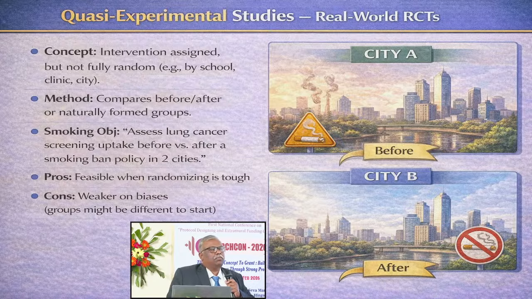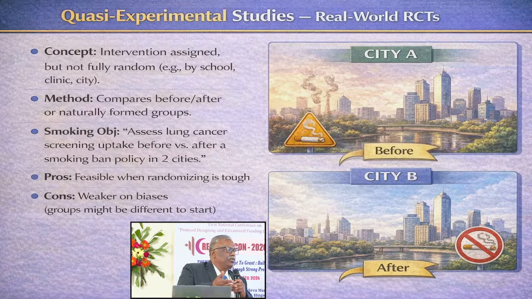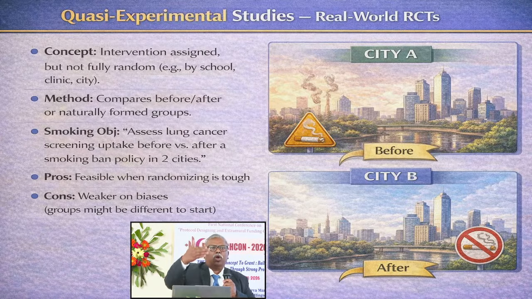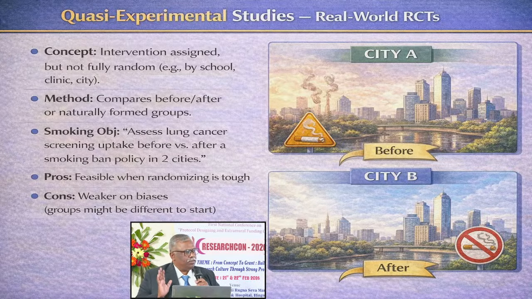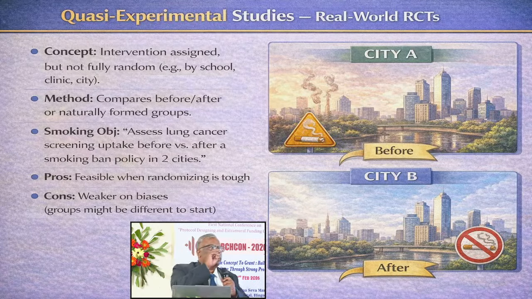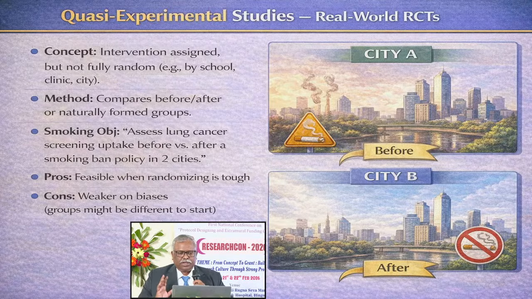Like this: before giving the new antihypertensive drug, what was the BP of that particular individual, and after giving the antihypertensive drug, is there a drop in that hypertension or not? Right? So it is also called a before-after study. This is called a quasi-experimental study.